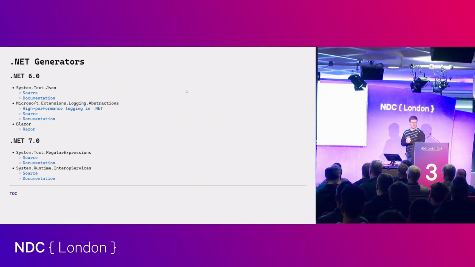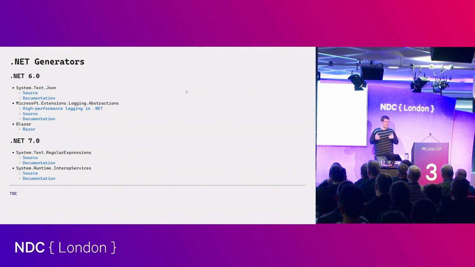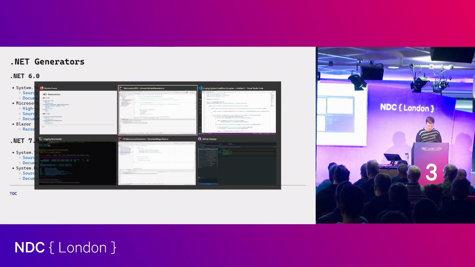Speaking of generators, they have been added in .NET 5, and since .NET 6, the .NET team is also actively using them. So we will get source generators in the BCL. For example, in .NET 6, a System.Text.Json generator and a logging generator. And I want to show you the benefit of using that logging generator.